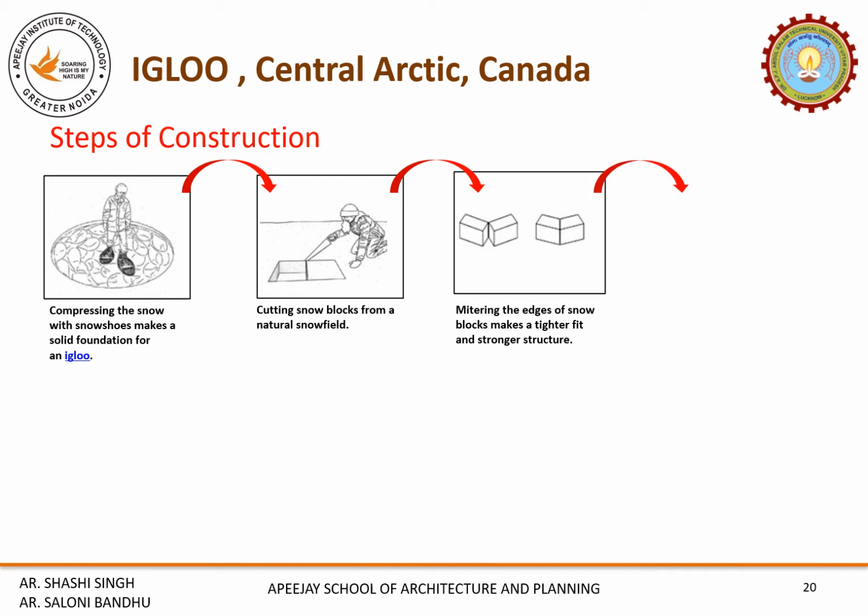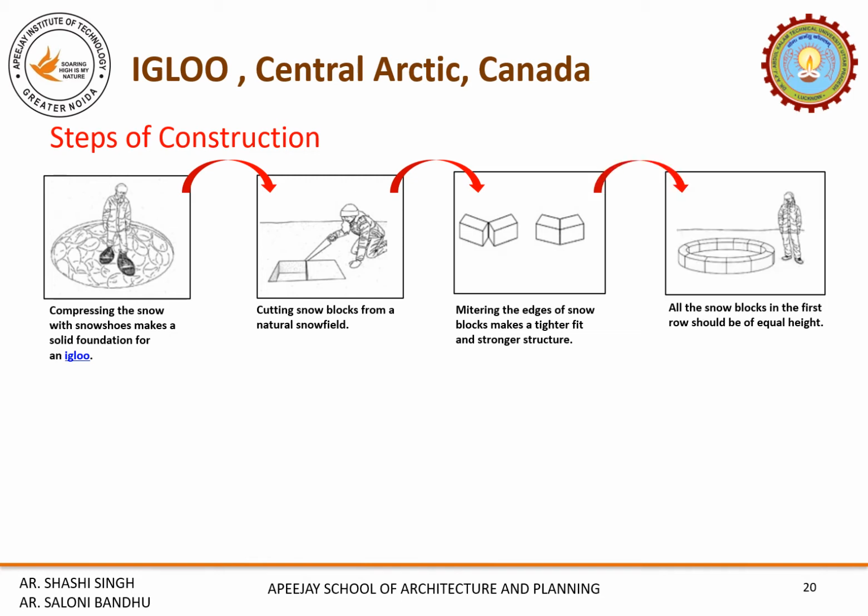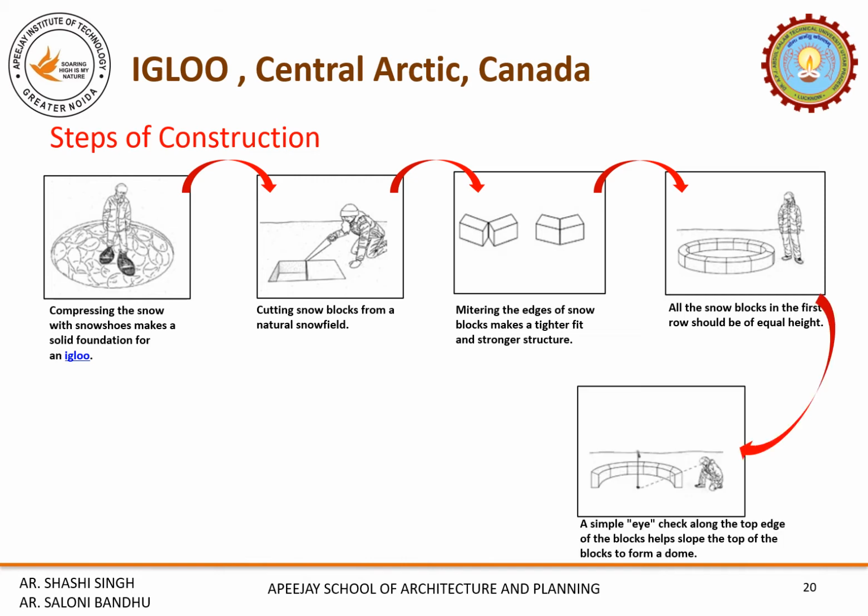Fourth is placing the snow blocks in the first row. These should be equal in height and placed in a circular manner. Fifth is, with an eye, check the top edge of the block so as to form a dome.